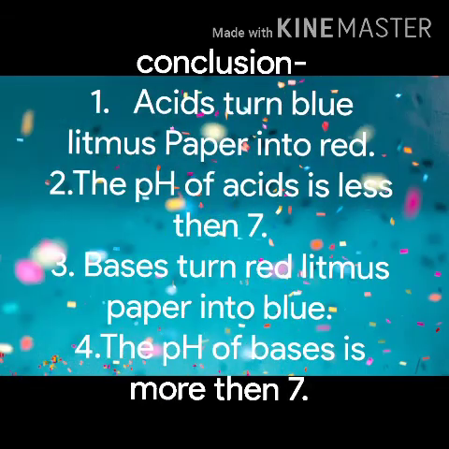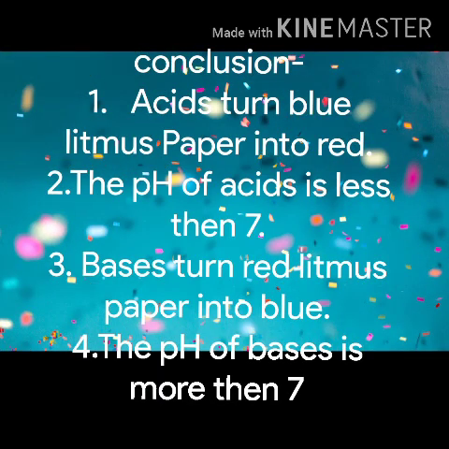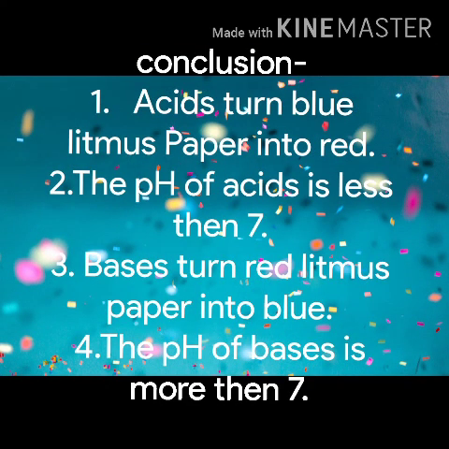So, conclusion. Acids turn blue litmus paper into red. The pH of acids is less than 7. Bases turn red litmus paper into blue. The pH of bases is more than 7.